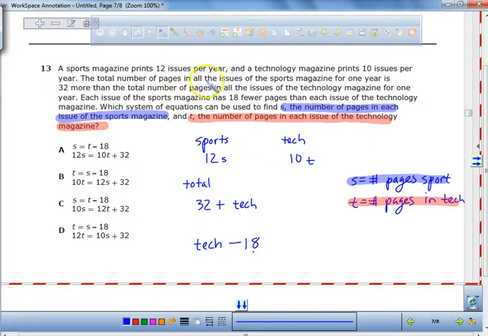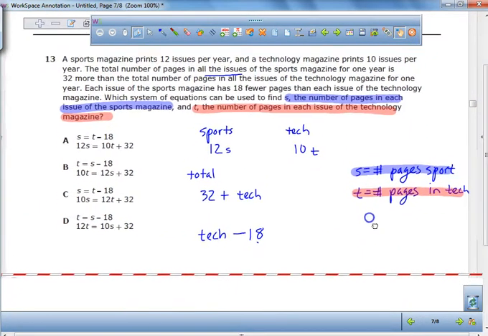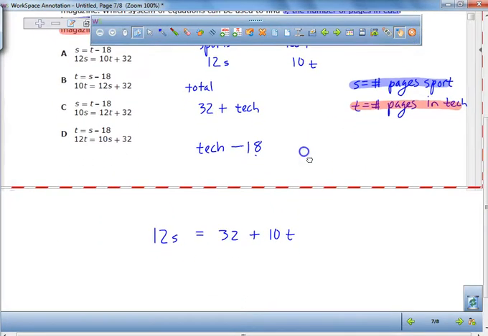So the total number of pages in all the issues of the sports magazine for 1 year is 32 more than the total number of pages in all the issues of the tech magazine. So 12S is definitely going to equal what? 32 more than 10t. And the other part, it says this. Now, this is talking about each issue. Each issue of the sports magazine has 18 fewer pages than each issue of the technology magazine. All right? So it has 18 fewer pages.